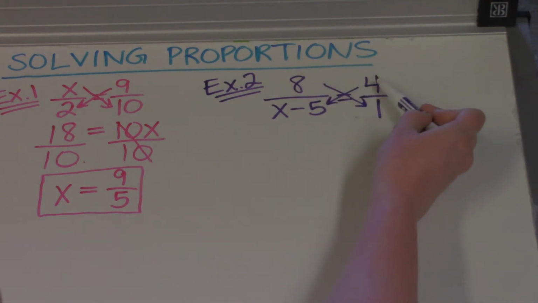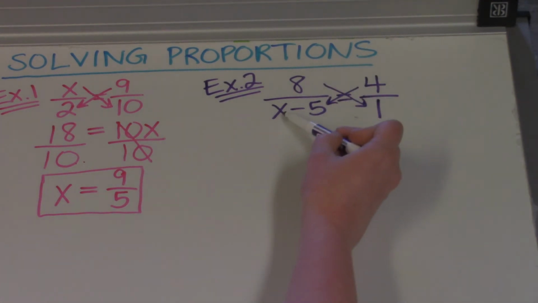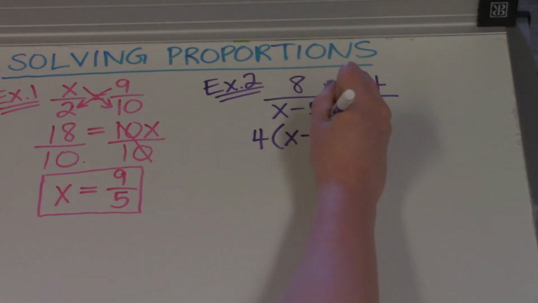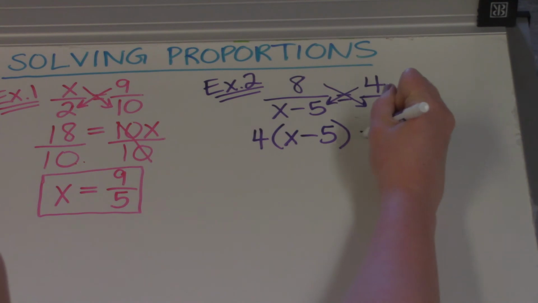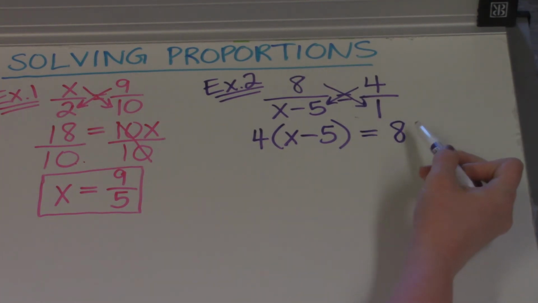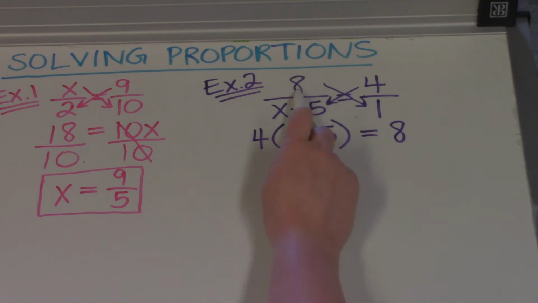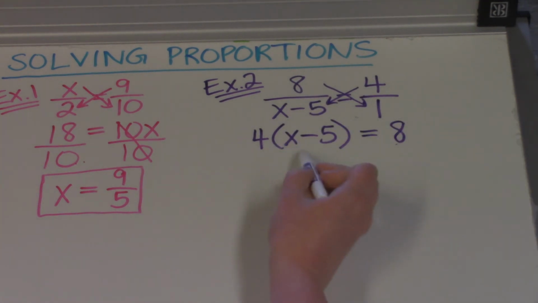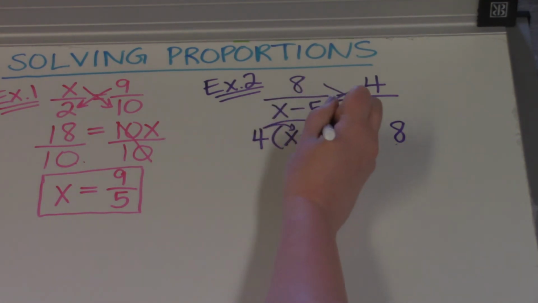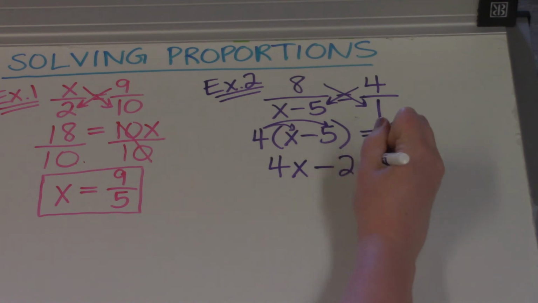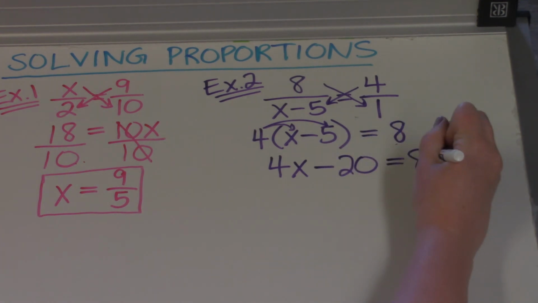Be careful when you're cross multiplying 4 times x minus 5, because we're going to have to use the distributive property, which we did not have to use in the previous example. On the right hand side though, this is just a simple multiplication. 8 times 1 gives me 8. When I distribute here, that's going to give me 4x minus 20 equals 8.